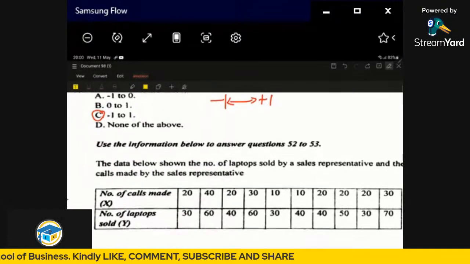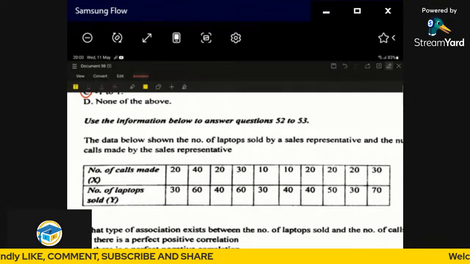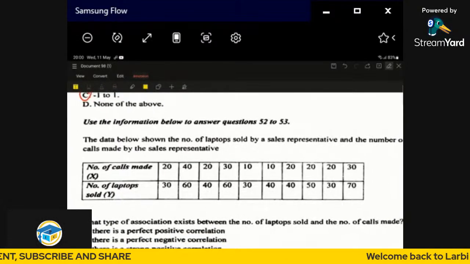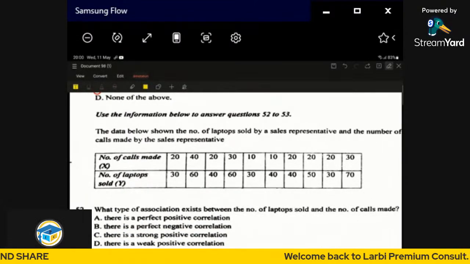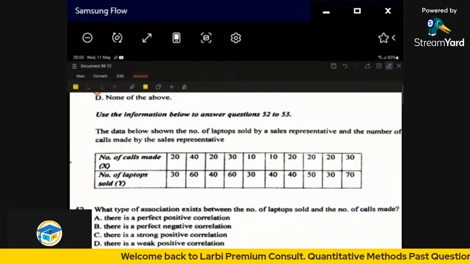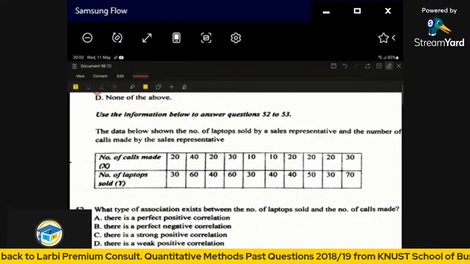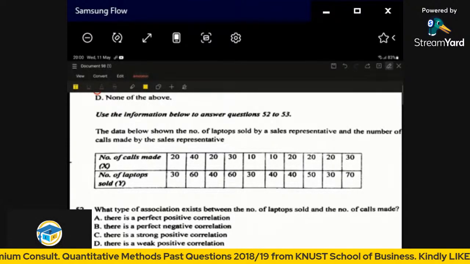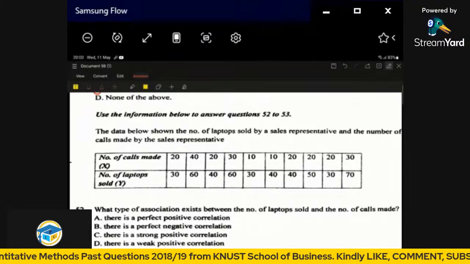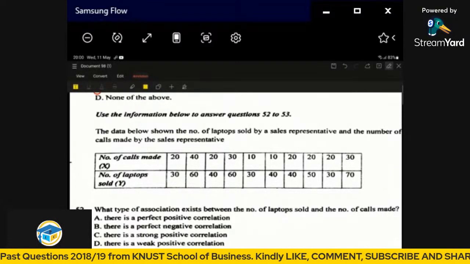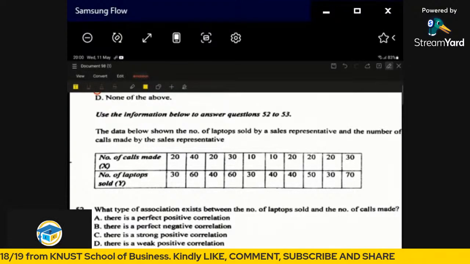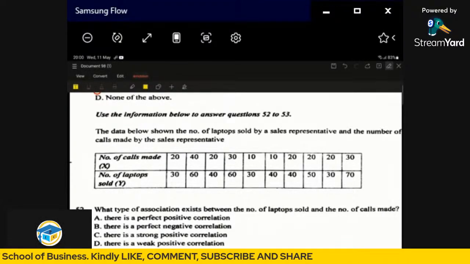Now let's move on to question number 52. We are asked to use the information to answer question 52 and 53. So now let's read. The data below shows the number of laptops sold by a sales representative and the number of calls made by the sales representative. So as and when calls are made, more sales are also engaged. So the number of calls made will affect the sales level.